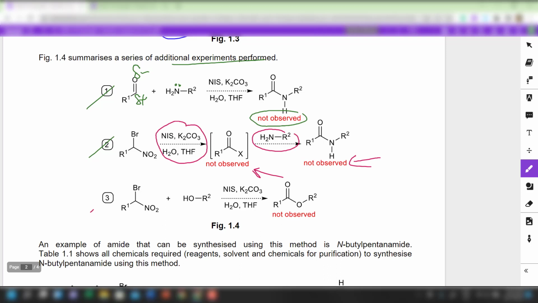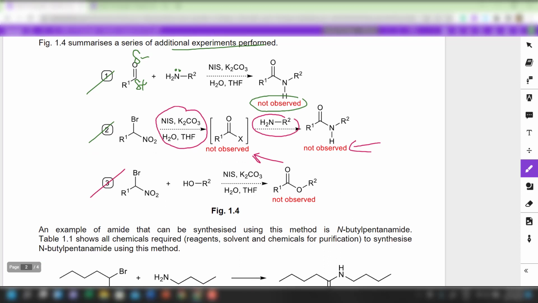Okay, the third set of additional experiments they are doing is basically replacing the primary amine group with an OH. Okay, so they are trying to prove to you that the replacement of the H in the primary amine is absolutely necessary before the reaction can take place to form the amides.